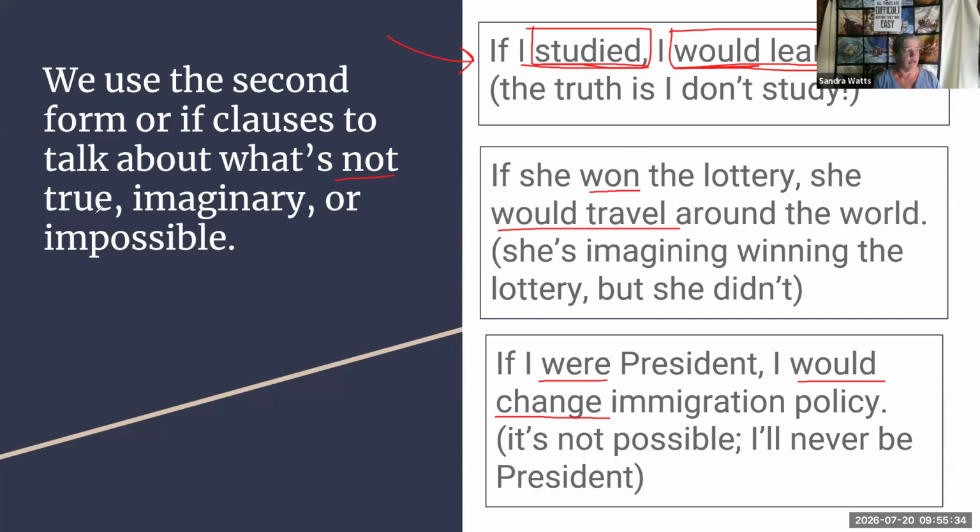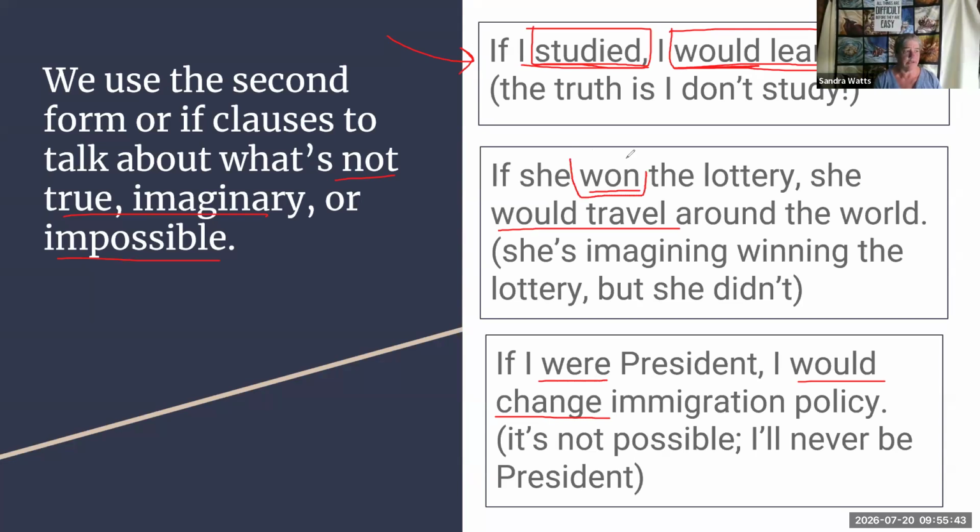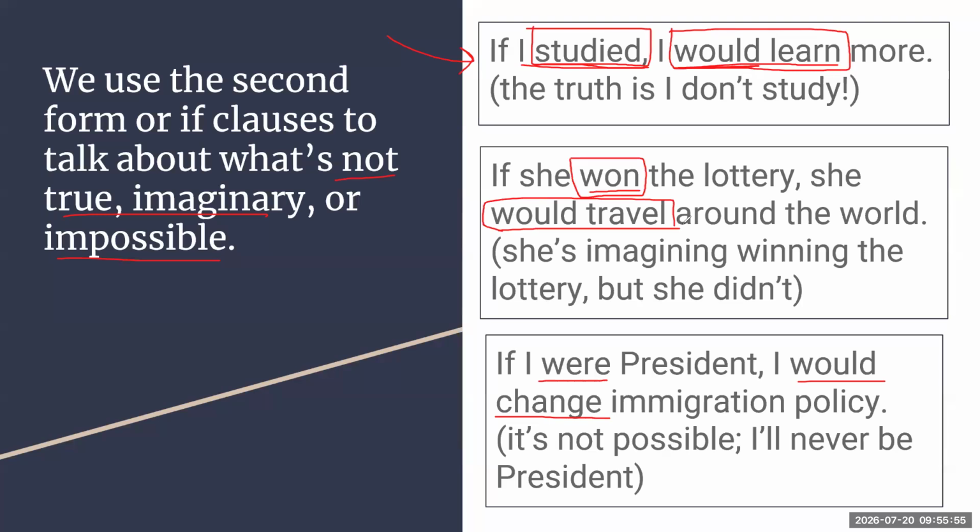So again, when you're talking about not true, imaginary, impossible, your if verb is going to be simple past, and your effect is going to be would. Because again, it's not true, it's not sure. We use will to say something that's true or sure, right? But in this case, it's not. All right, questions, comments so far? Everybody still with me? This takes a little practice.